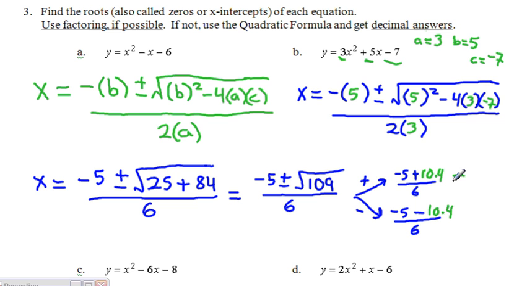And since using a calculator, from this point forward, just take a calculator, do negative 5 plus 10.4, divide that by 6, and you're going to get about 0.9. Just round to the tenths place, that's good enough. So there's one possible answer. And second answer, negative 5 minus 10.4 is negative 15.4, divided by 6, and you get negative 2.6, rounded to the tenths place. So there's the 2 x-intercepts for problem B.